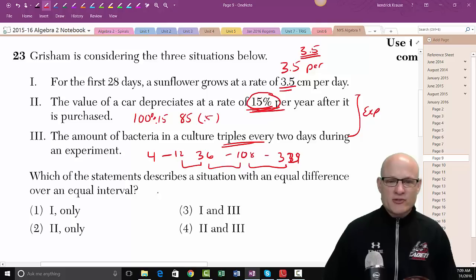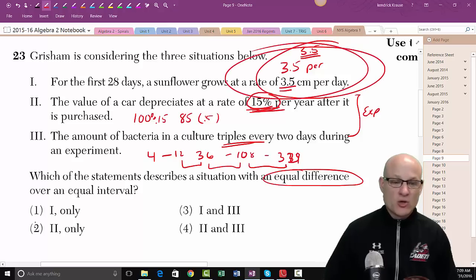So which statement describes a situation with equal difference? And that would be a linear one. And the only one that's linear is this one up here. One only. All right, kids, we're almost done.